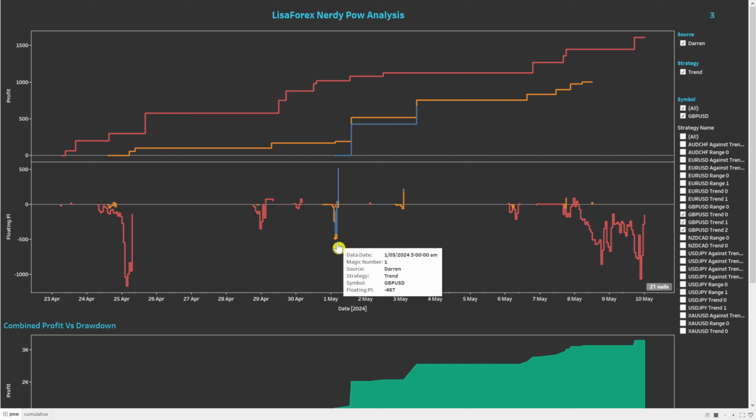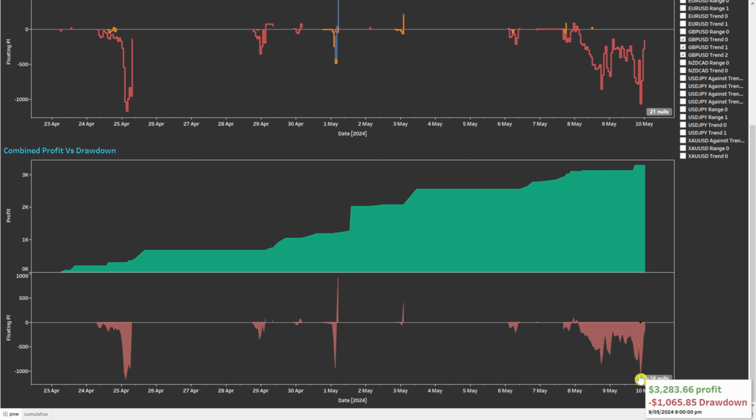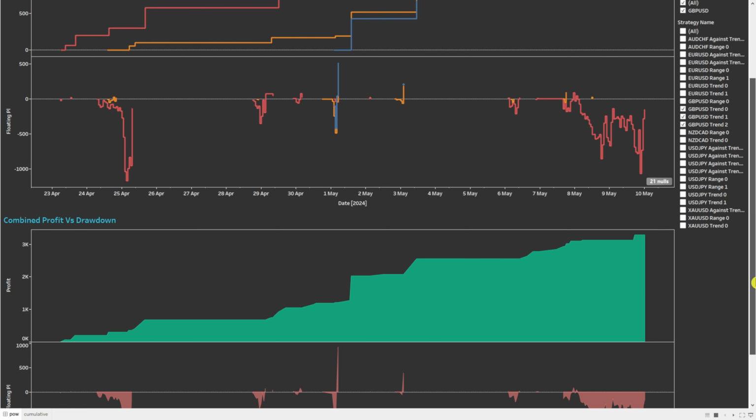Here we see $487 in individual drawdowns, and we scroll down below. The total drawdown when you combine all 3 pound USD trend strategies is $943, which in the grand scheme of things isn't too bad. So when you combine all 3 strategies, I see a drawdown of $1,900 and $1,000 for all 3 combined strategies.